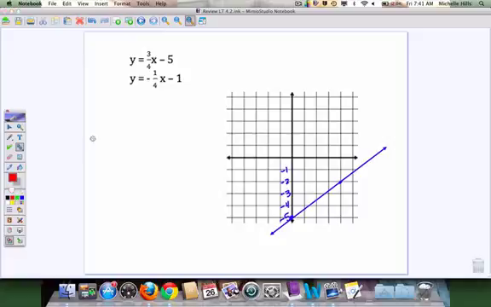The second line, the y-intercept is negative 1, so it crosses the y-axis at negative 1, with a slope of negative 1/4. A negative slope falls, the line falls as it goes across the page. So I go down 1, and if I go down 1, I have to go to the right 4 so that the line will fall as it goes across the page.